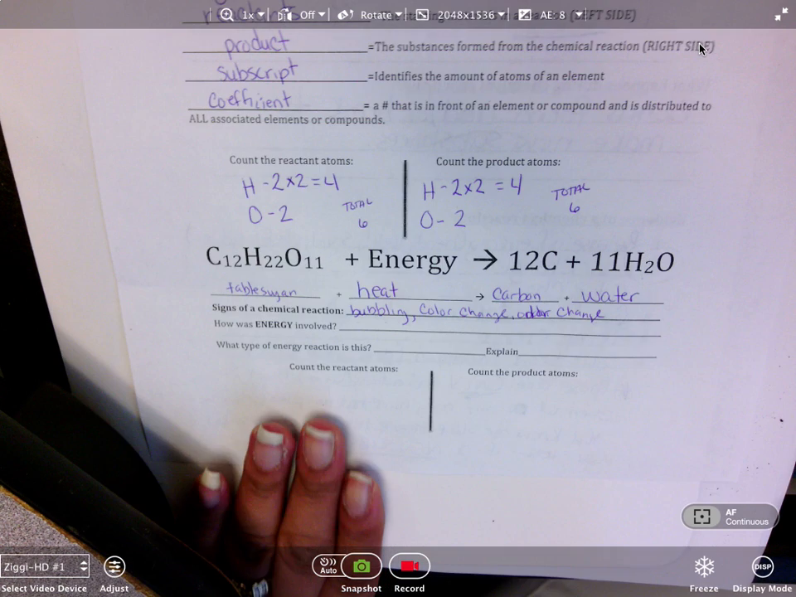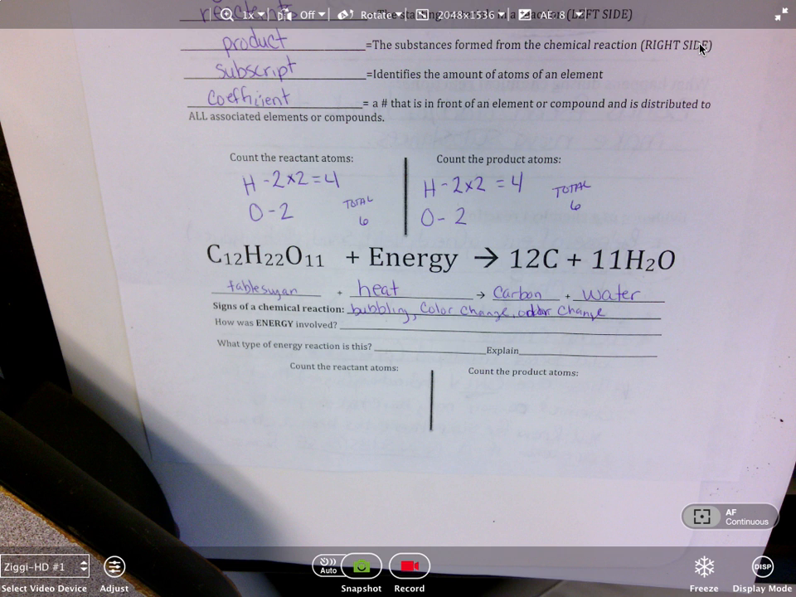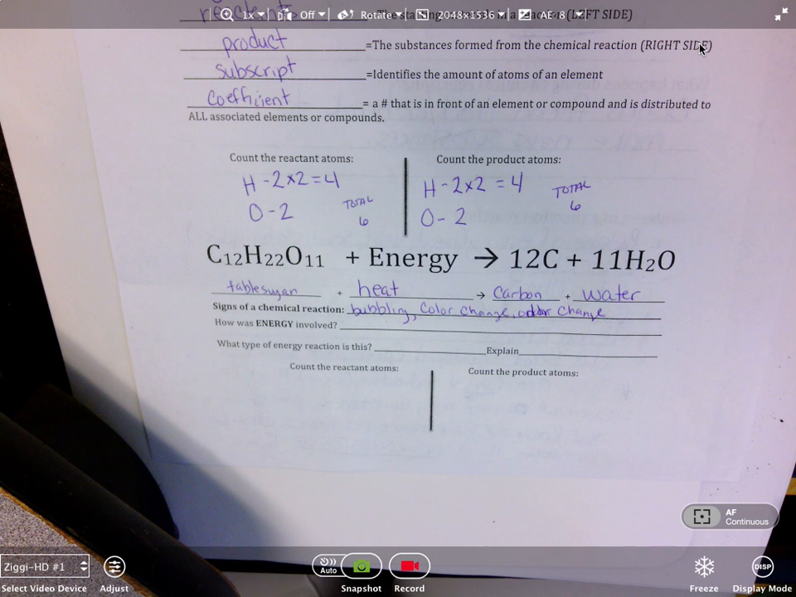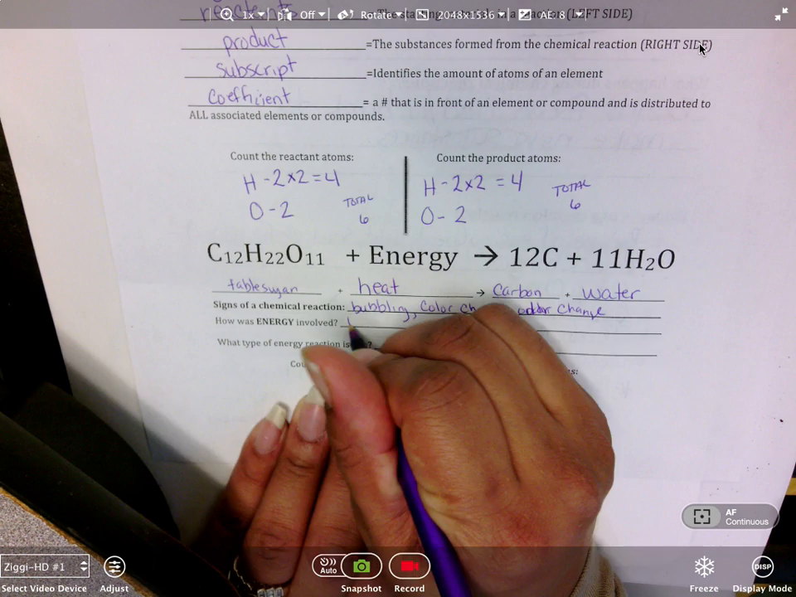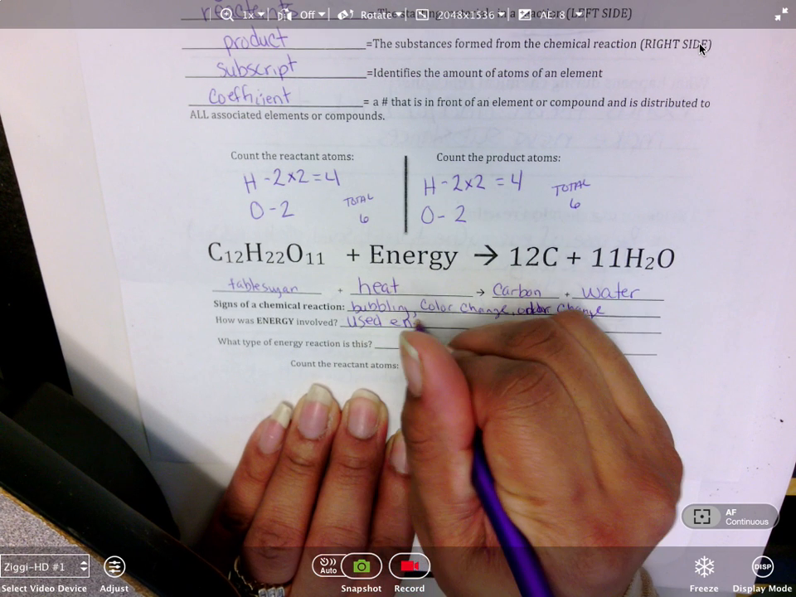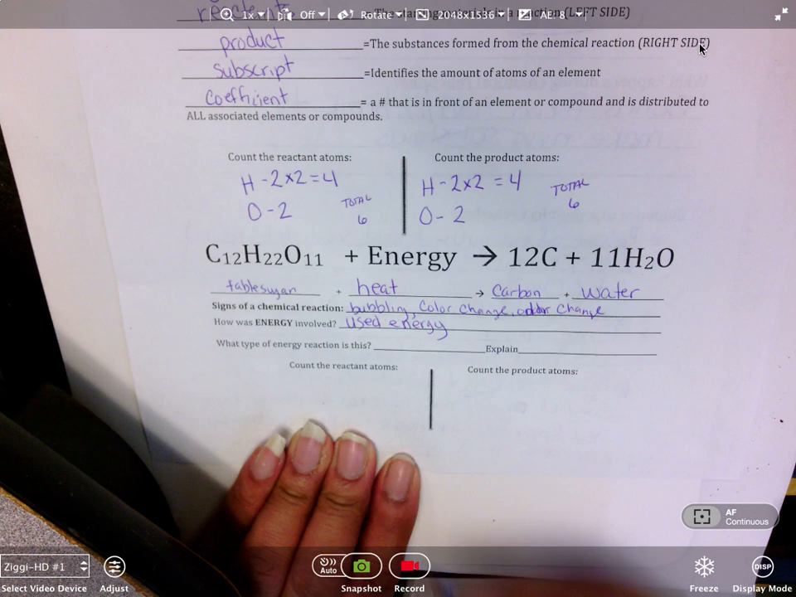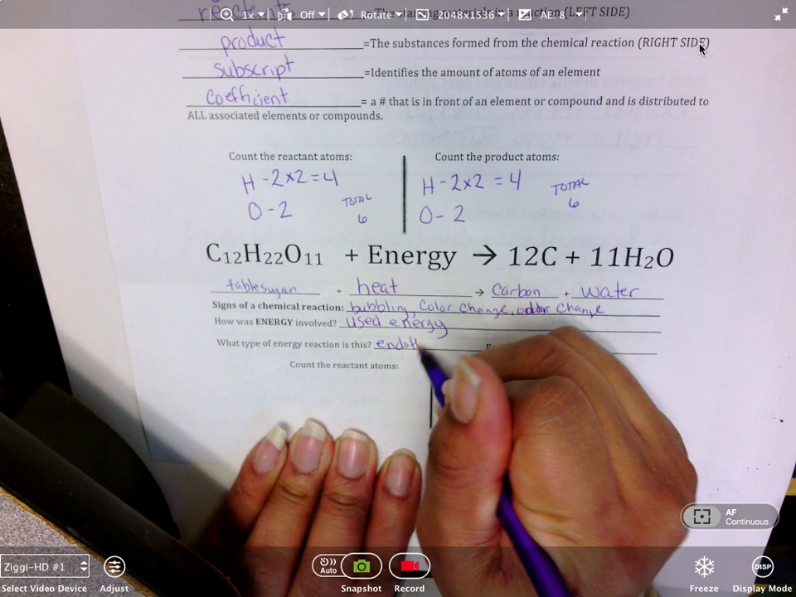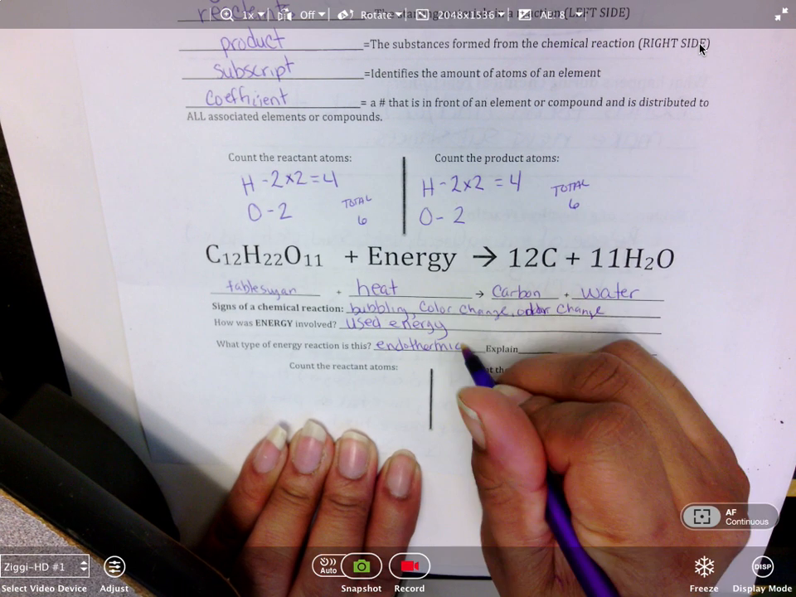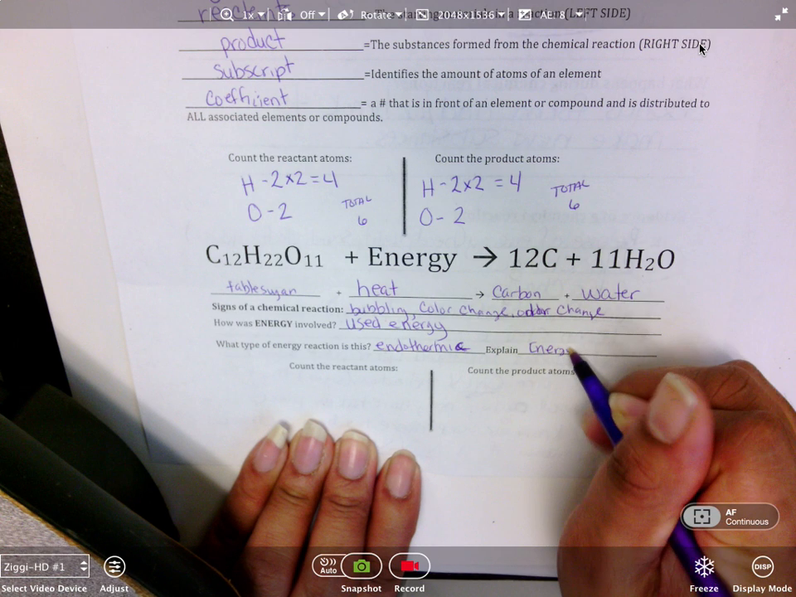Again, these were all signs. How was energy involved in this? Bryson. So how was energy involved? Did I use it or was it released? We used energy. So what type of reaction was this? Endothermic. Why? Because energy was used.